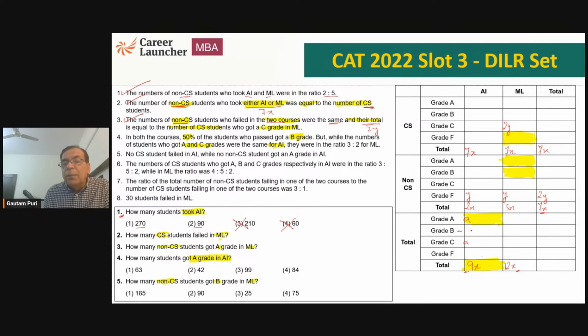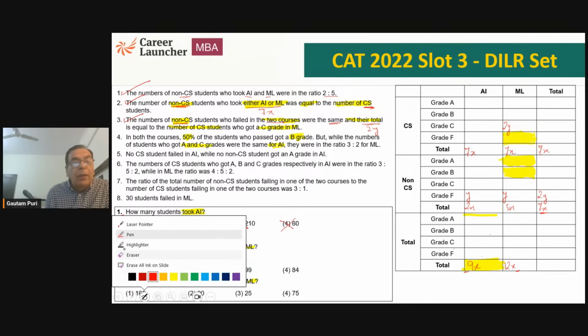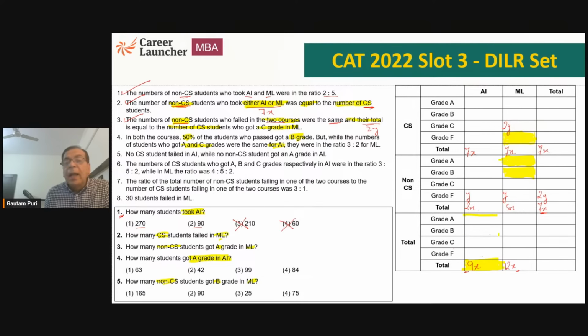Or rather, this is 50% of those who passed, and these two are equal, so these should be 25% of those who passed. So I'll just ignore this statement at this point of time, because there's not much I can do about it. I cannot use that information at this point of time in filling up the table.